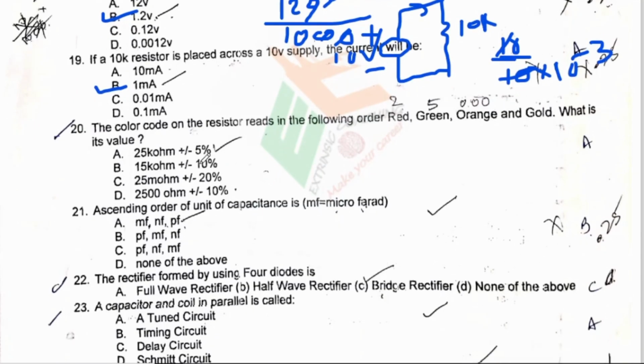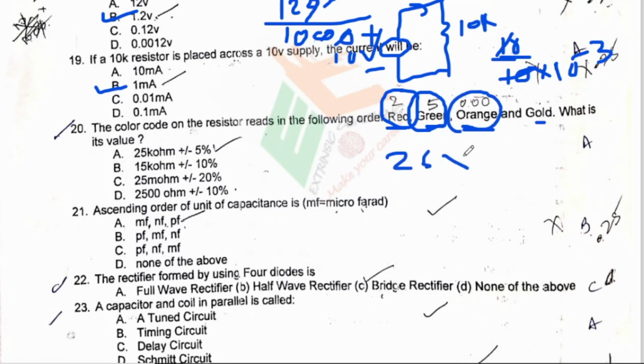Next question. The color code on the resistor reads in the following order: red, green, orange and gold. Now, remember the mnemonic: BB Roy goes to Bombay via Gateway of India. B B R O Y G B V G W, 0 1 2 3 and so on. Red means 2. Green means 5. Orange means 3, that is 10 raised to 3. So 2 into 5 into 10 raised to 3.